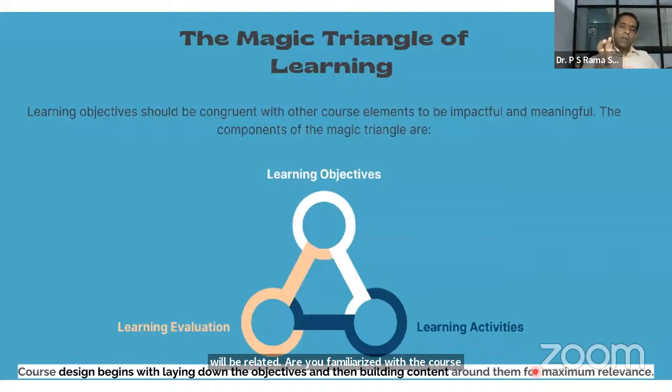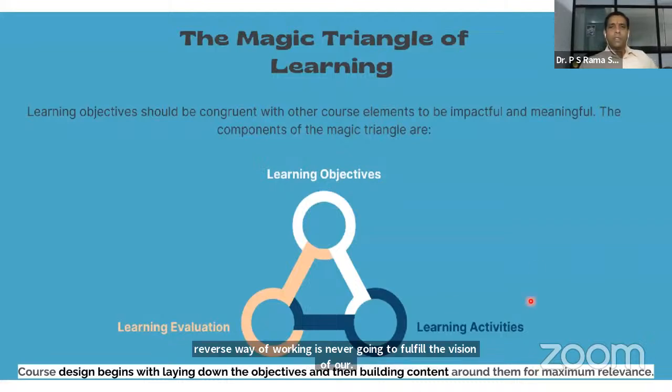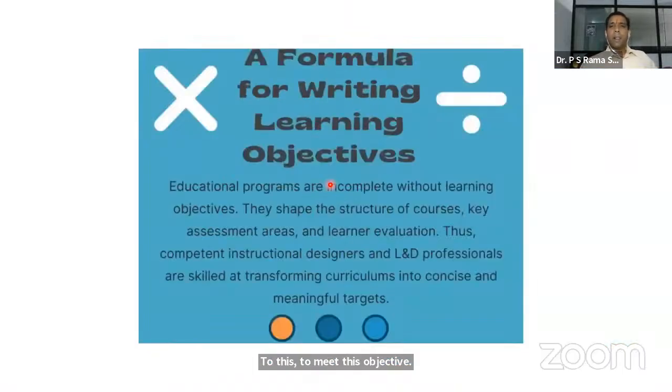So now, the course is already designed initially without any learning objectives or course outcomes. Suddenly we have to place them in that. So we create a space there and fit in the objectives. That reverse way of working is never going to fulfill the vision of our university. So first, objectives are designed. To meet these objectives, I choose my content.